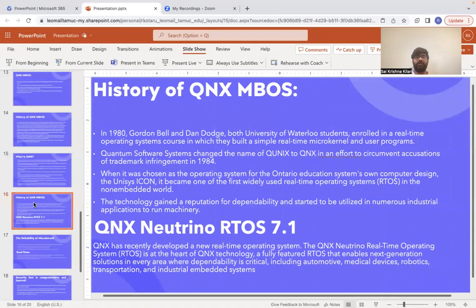History of QNX is 1980. The QNX Neutrino RTOS 7.1 is QNX's recently developed real-time operating system. The QNX Neutrino real-time operating system, RTOS, is the heart of QNX technology, a fully featured RTOS that enables next-generation solutions in every area where dependability is critical, including automotive, medical devices, and robotics.